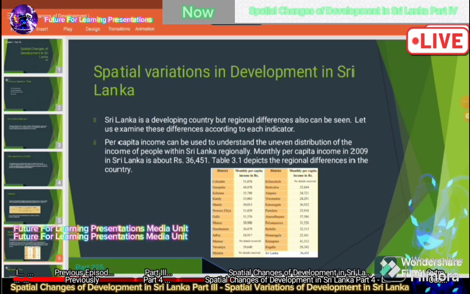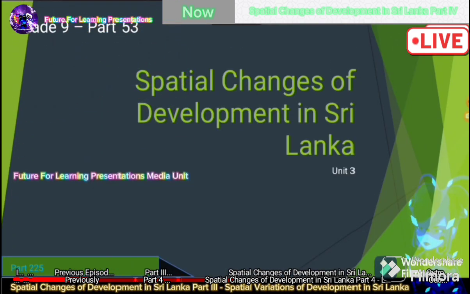So let's go to the presentation. Spatial changes of Sri Lanka, unit 3, part 3, Grade 9, part 53 of the Grade 9 series, episode 225.